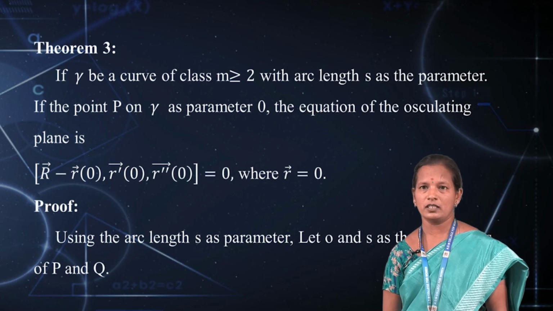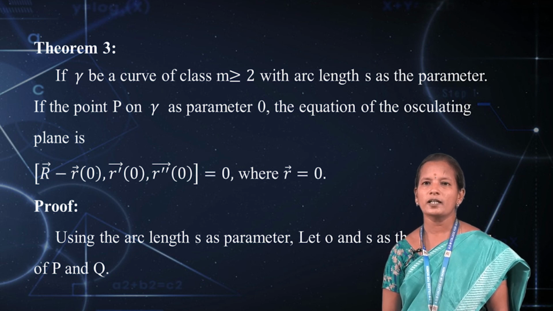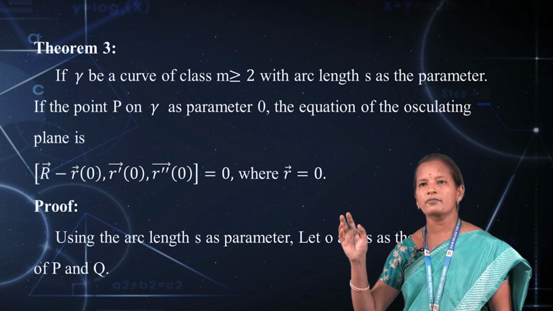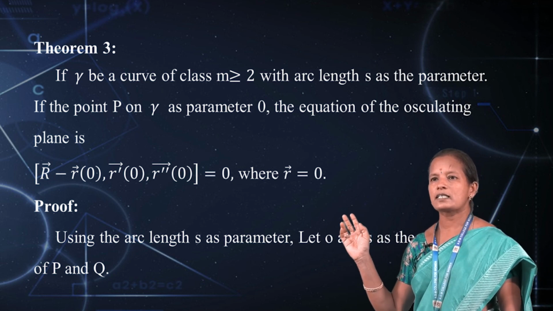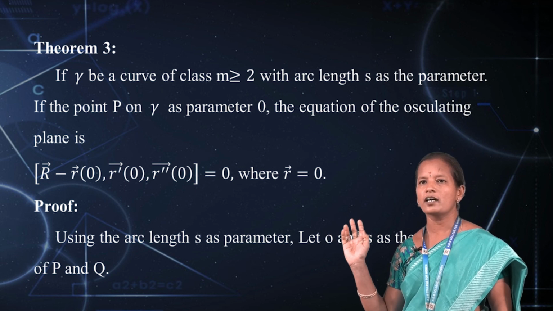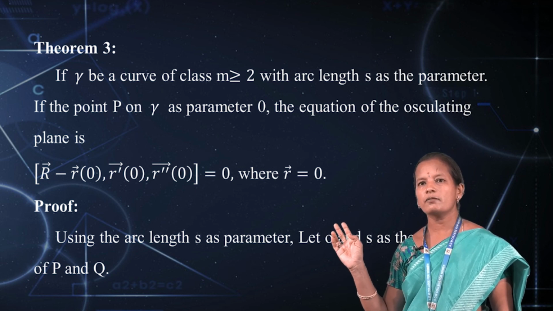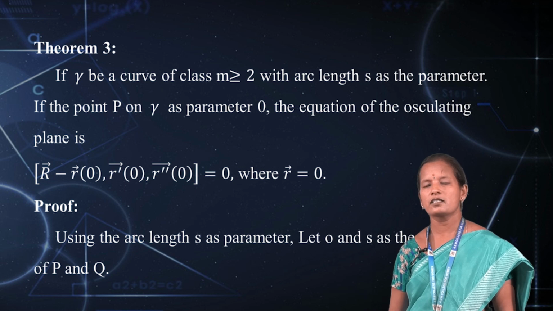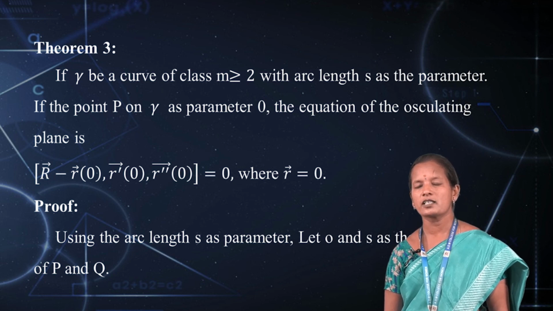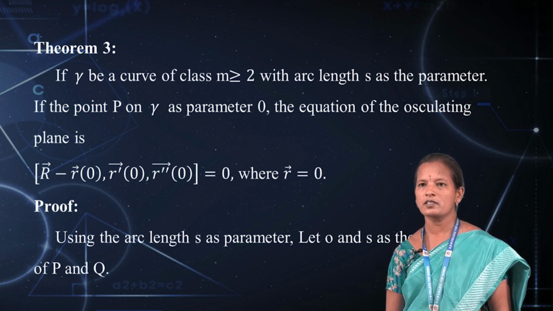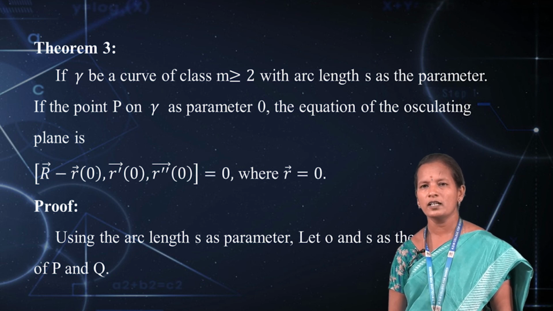Next one, let us go to prove the theorem. If gamma is a curve of class m greater than or equal to 2 with arc length s as the parameter, and the point P on gamma has parameter 0, the equation of the osculating plane is the box value of [R vector minus r vector of 0, r dash of 0, r double dash of 0] equal to 0, where R vector is the position vector of a point on the plane. This is a very important theorem.